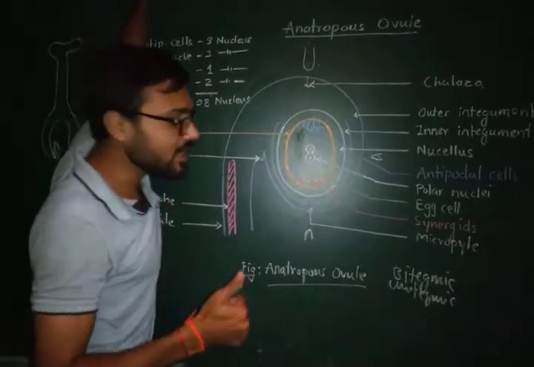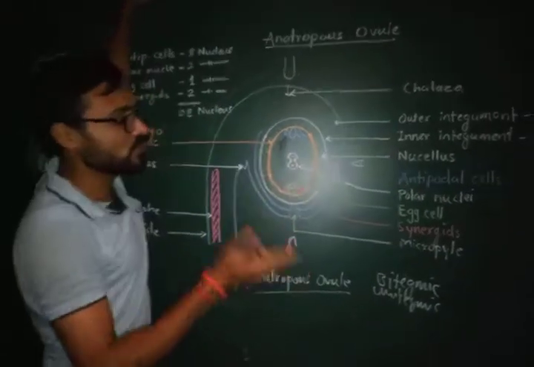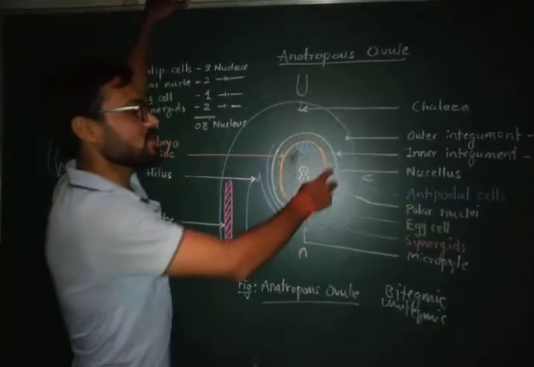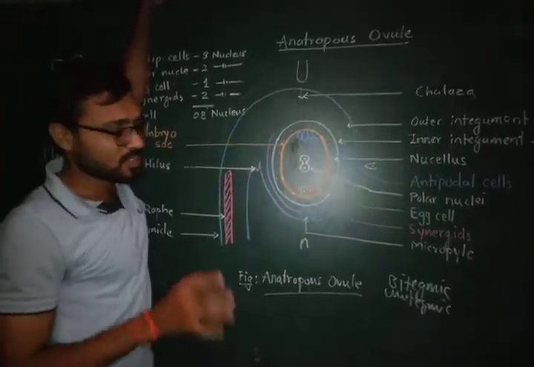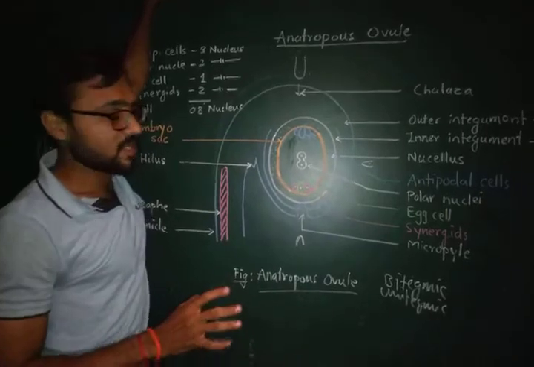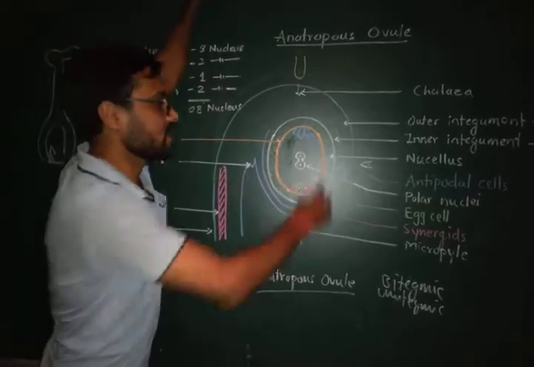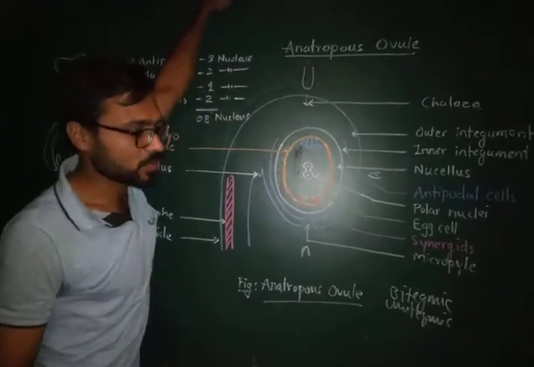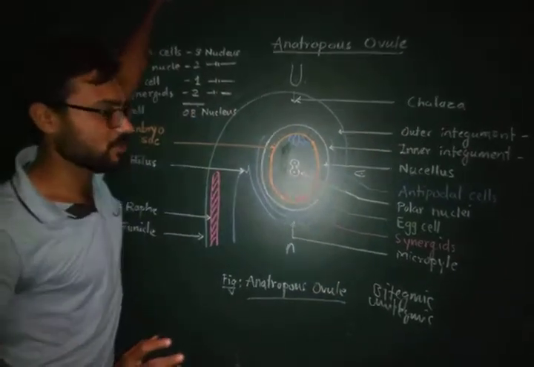If only a single integument is there, this type of ovule is called unitegmic. But here I have drawn two integuments, one inner integument and a second, the outer integument. This type of structure is called a bitegmic ovule. In a bitegmic ovule, after development, the inner integument forms the tegmen, that is the seed cover, and the outer integument forms the testa, that is the seed coat. Testa and tegmen are formed by the outer and inner integument respectively.